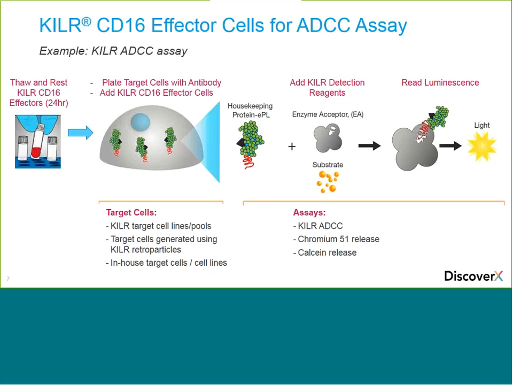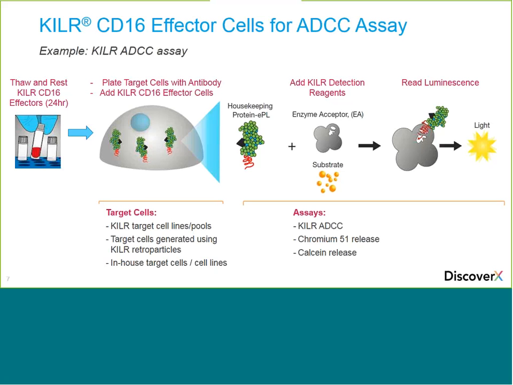So once it's released into the medium, we add the KILR detection reagents, which contain the enzyme acceptor, which is the other fragment of our beta-gal reporter system, and substrate, and then you read that signal on a luminometer. The nice thing about this assay format is it's all homogeneous. You're releasing protein into the media. There's no need to transfer your supernatant into another plate. There's no spinning or any of those types of steps that might be involved in other types of ADCC readouts. It's all done in a single plate.